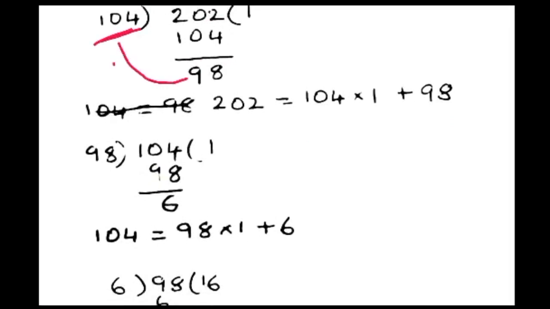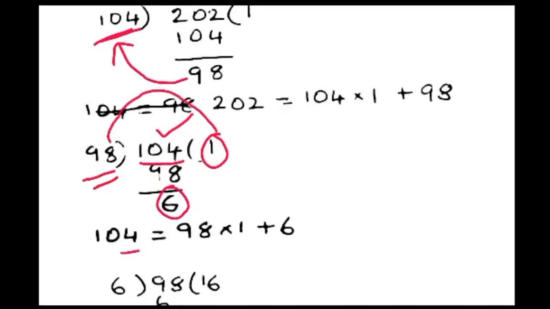Now, in the next step, we divide the divisor by the remainder. That is, 104 is divided by 98. In this case, we get quotient 1 and remainder 6. Therefore, the dividend 104 is expressed as divisor 98 multiplied by quotient 1 plus remainder 6.